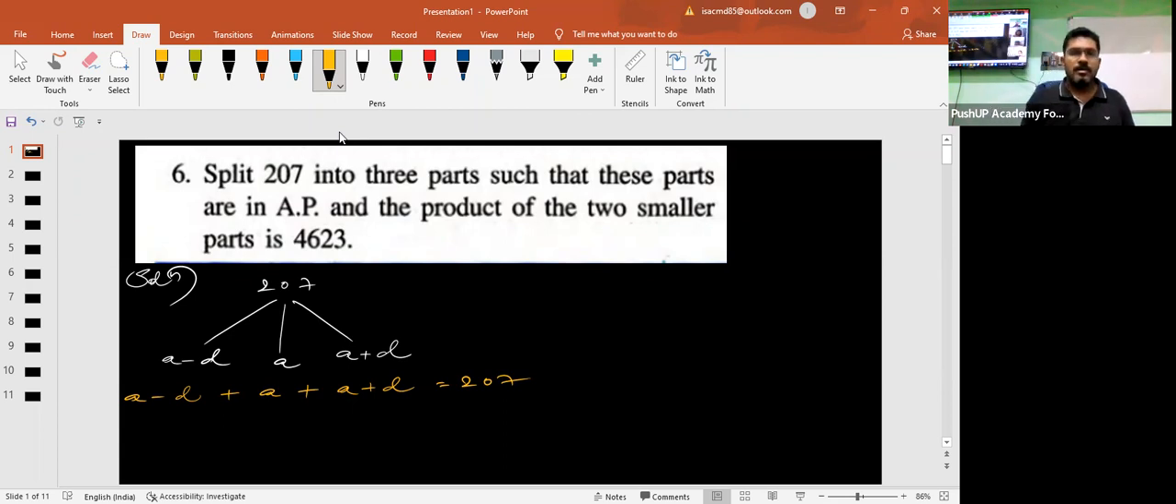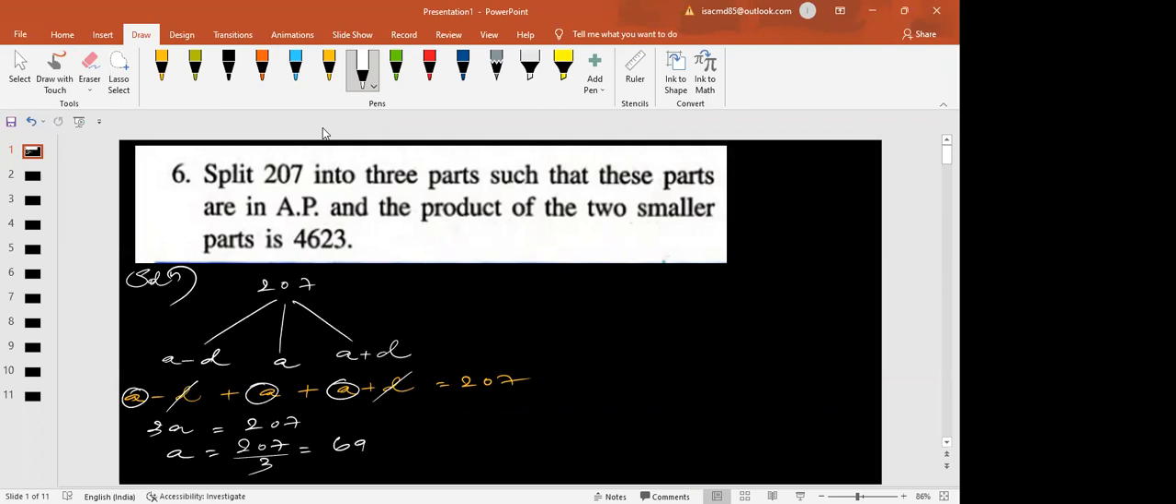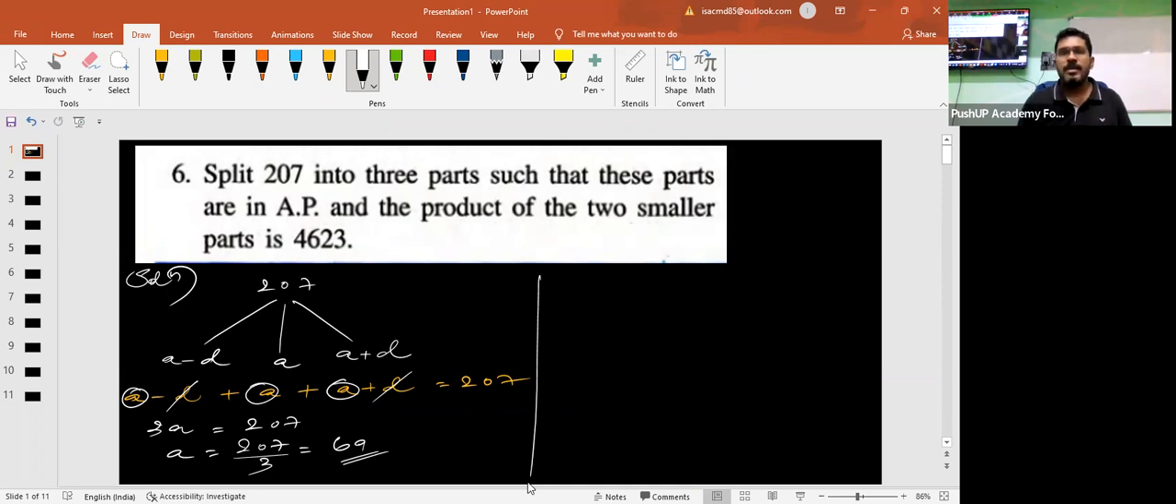It's clear. Okay. Now, minus D and plus D will get eliminated. So A plus A plus A will give you 3 times A, and that is equal to 207. Now A is equal to 207 divided by 3. And that is equal to how much? So the A value is 69.